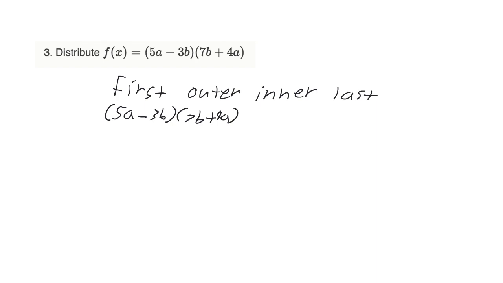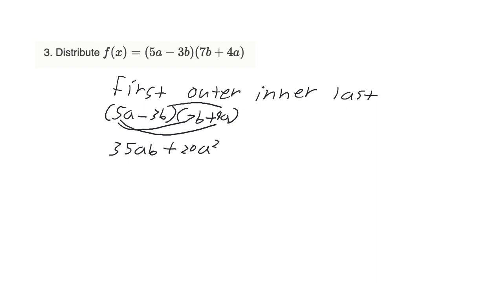That means 5a times 7b. These are the first terms that appear in our equation. So 5a times 7b is 35ab. Then we have outer. Outer means these two terms. Oh, I'm sorry, no, this is not outer. Outer is the outermost terms. So it's 5a times 4a, so that would be plus 20a squared.